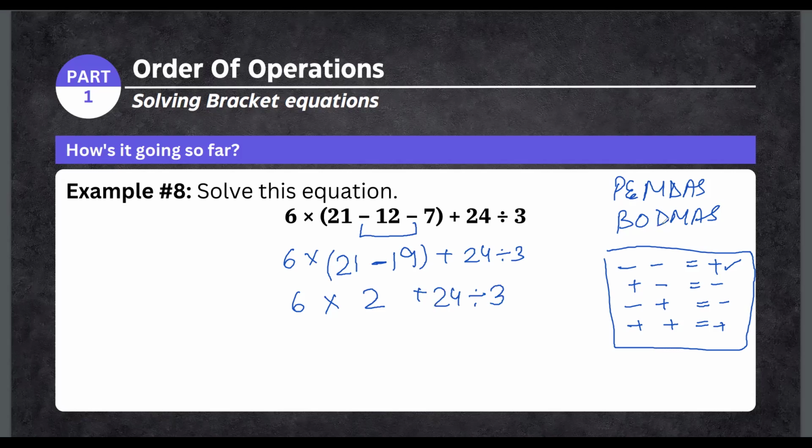Now I need to do division first. So 3 times how much is 24? So 3 times 8 is 24. Rest of the question as it is. Now I need to do the multiplication. So 6 times 2 is 12. 12 plus 8 equals 20. So I am doing according to the rules given over here. Okay, I am not following my pattern. So you have to follow this pattern only, and then only you will be able to get your answer correct. Okay.